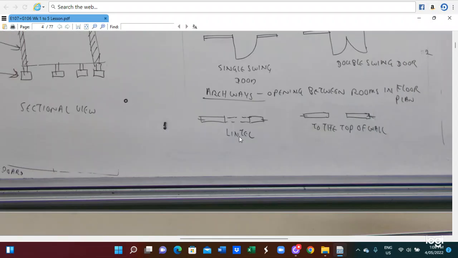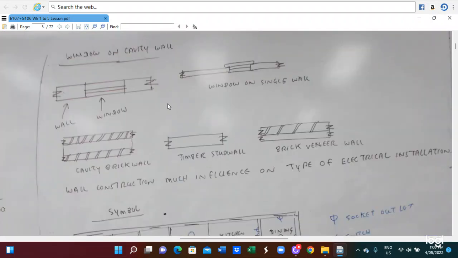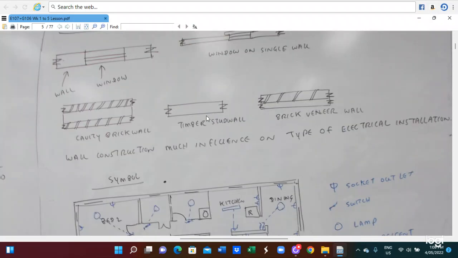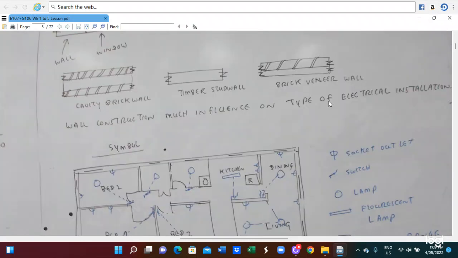How do we provide it? Here is a window on the cavity wall. This is how the windows are located on the cavity wall in this diagram. Also the cavity brick wall. This is the symbol of the cavity wall. This is the timber, and this is the brick veneer wall diagram.